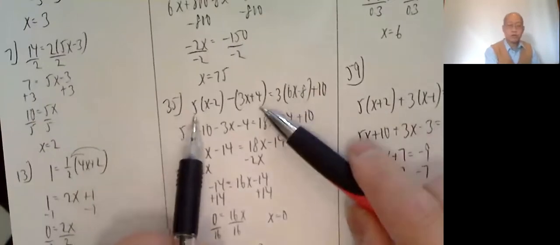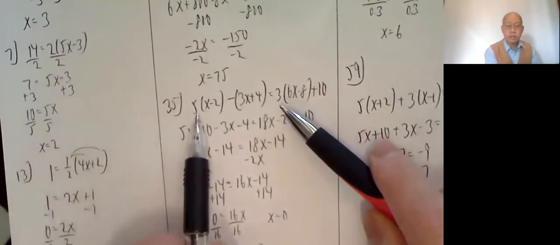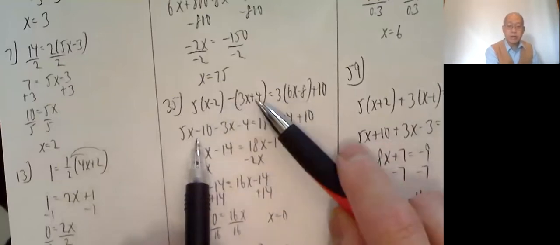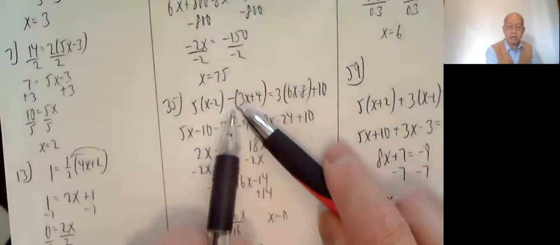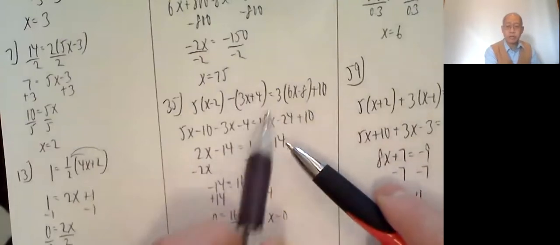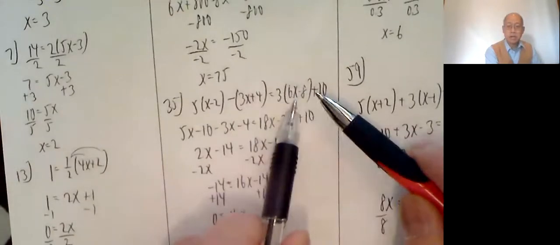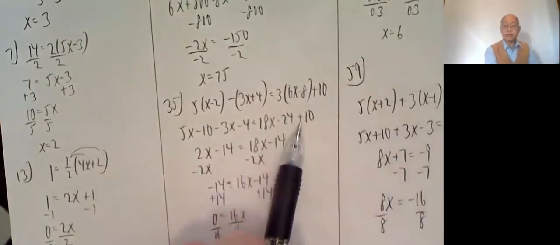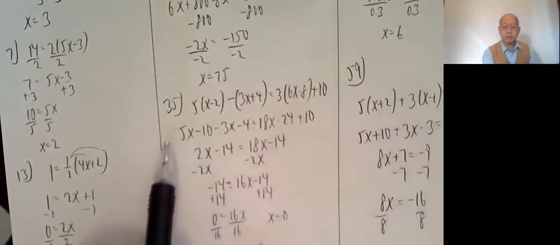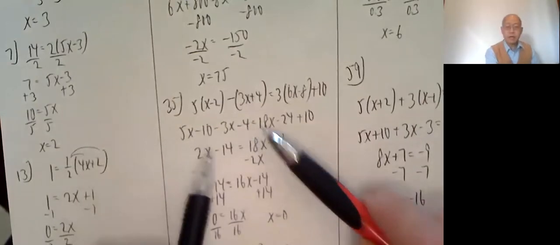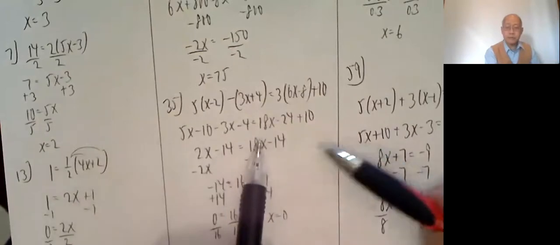35, you have a lot of distributive properties, so distribute first. So 5 times this, 5x minus 10. Negative parentheses just means change each sign, so negative 3x minus 4 equals 3 times 6x is 18x. 3 times negative 8 is negative 24 plus the 10. Okay, so gather like terms. 5x minus 3x is 2x. Negative 10 minus 4 is a negative 14.